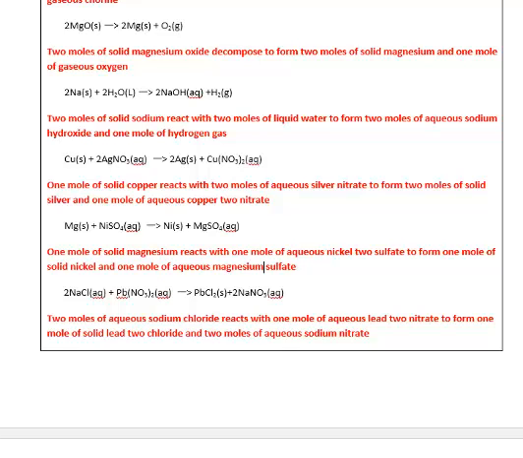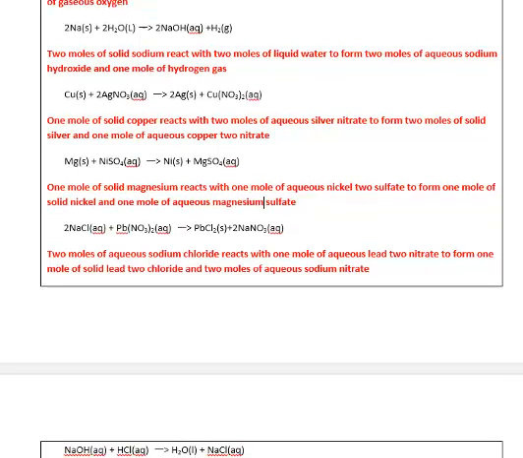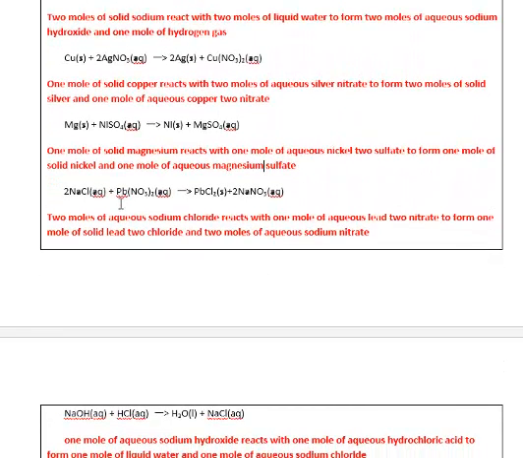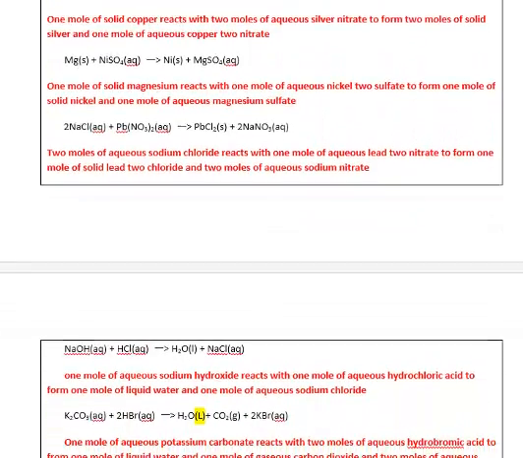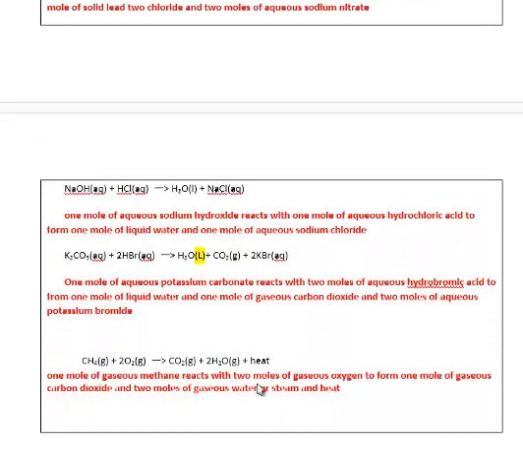Okay, let's see. 2 moles of aqueous sodium chloride react with 1 mole of aqueous lead 2 nitrate to form 1 mole of solid lead 2 chloride plus 2 moles of aqueous sodium nitrate. Okay. 1 mole of aqueous sodium hydroxide reacts with 1 mole of aqueous hydrochloric acid to form 1 mole of liquid water plus 1 mole of aqueous sodium chloride.